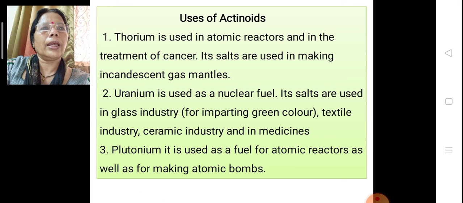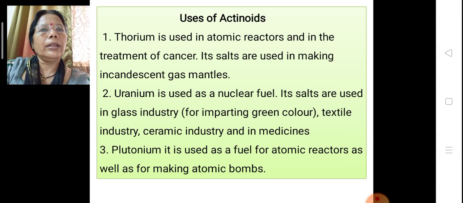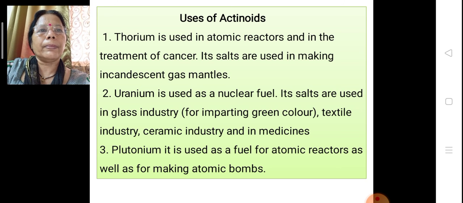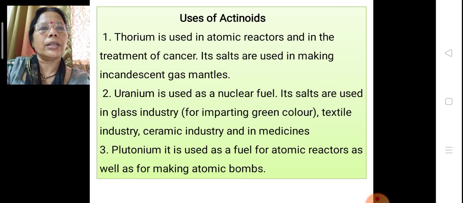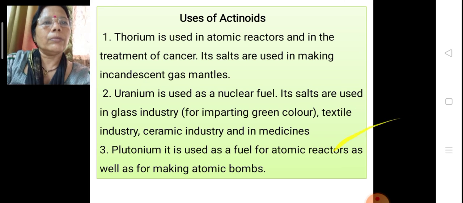Uses of actinoids. Thorium is used in atomic reactors and in the treatment of cancer. Its salts are used in making incandescent gas mantles. Uranium is used as a nuclear fuel. Its salts are used in the glass industry for imparting green color, in the textile industry, the ceramic industry, and in medicines. Plutonium is used as a fuel for atomic reactors as well as for making atomic bombs.